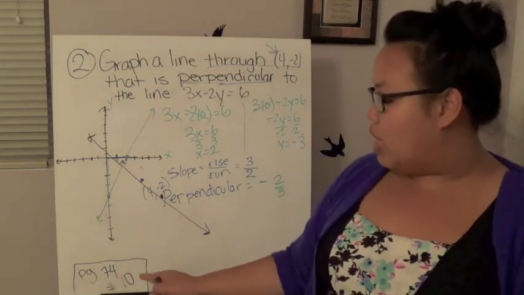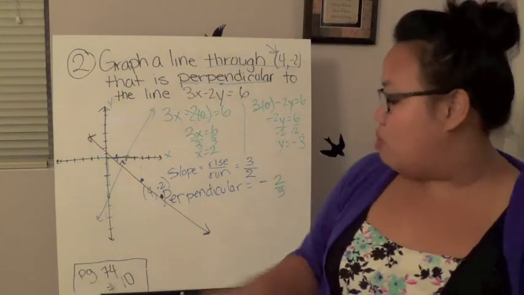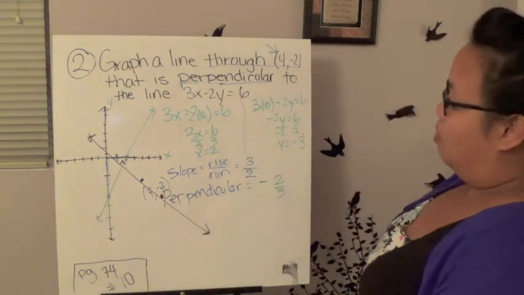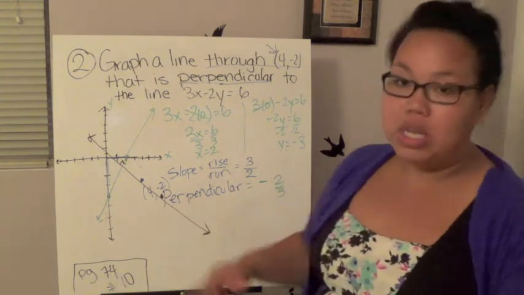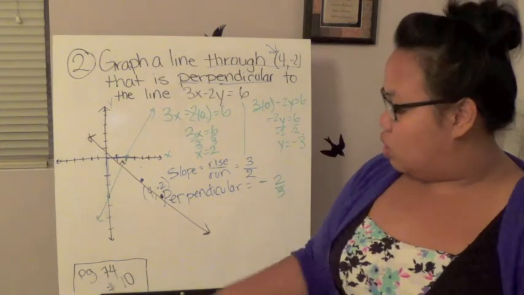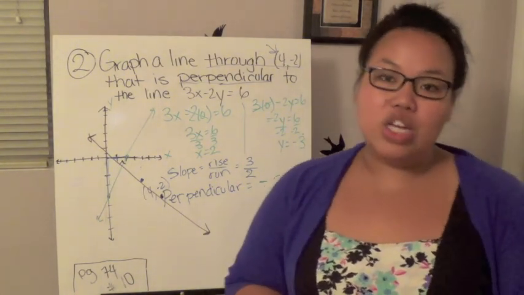So go ahead and try that. It's page 74, number 10. And remember, this one is parallel instead of perpendicular, so you're going to be using the same slope, and you don't have to go through this perpendicular slope. If you have any questions, we'll go over it in class. So go ahead and do page 74, number 10, and I'll see you tomorrow in class.